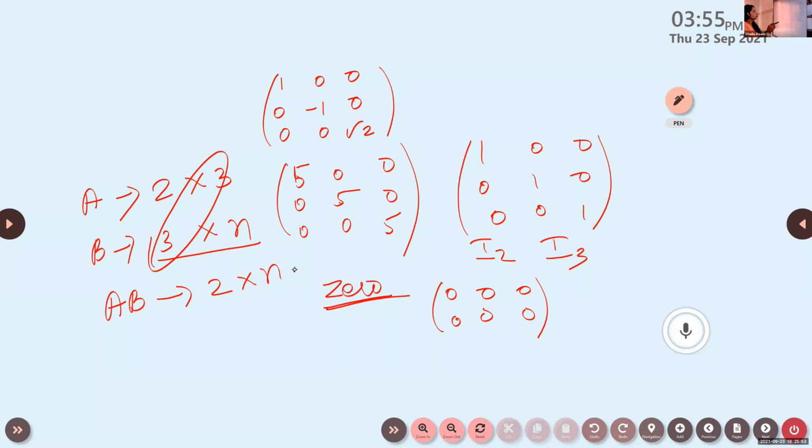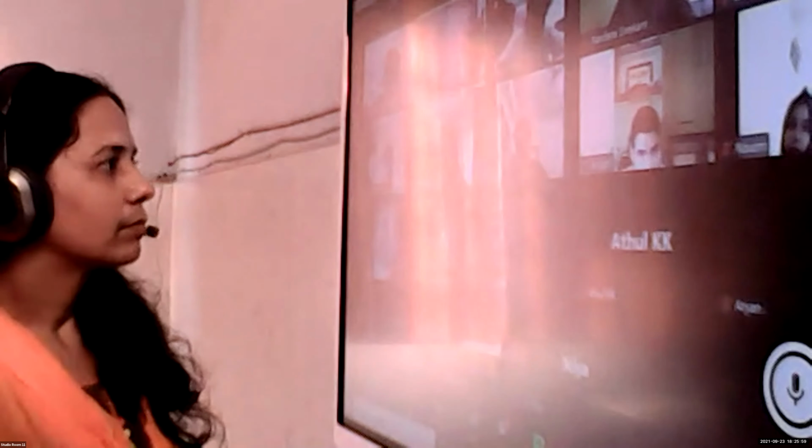Then we have learned about transpose. What is meant by transpose of a matrix? How will you find the transpose?